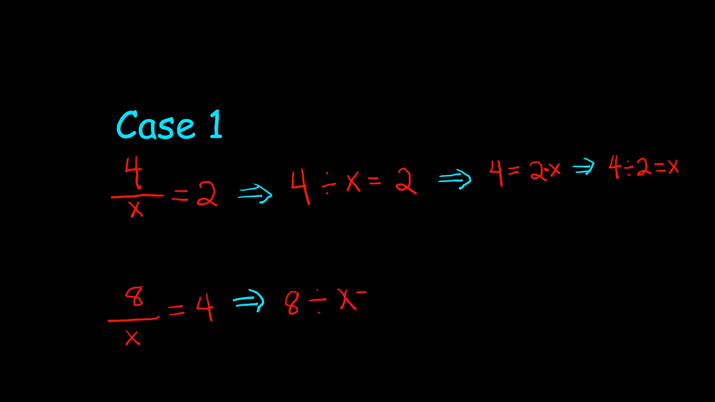So 8 divided by x equals 4. Therefore, doing opposites again, we're going to do multiplication. 8 equals 4 times x. Therefore, 8 divided by 4 equals x.